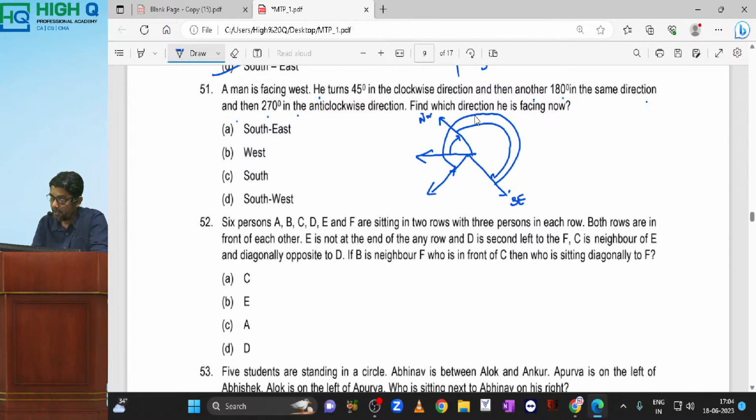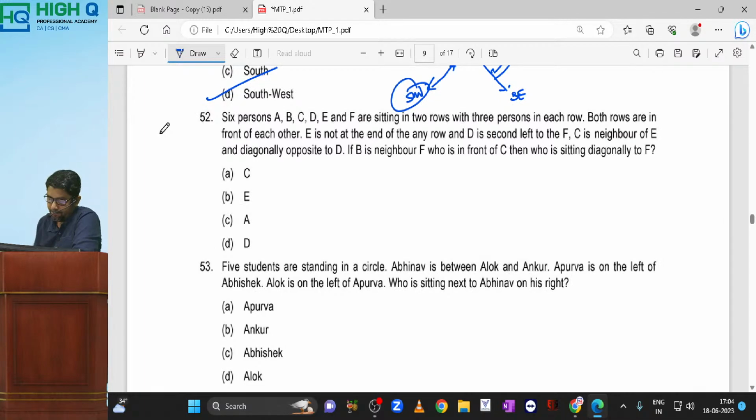Now, in which direction is he facing now? Tell me, my dear. Southwest. First 45 degree, then 180 degree, then again anti-clockwise direction 270 degree. It is coming around southwest only. Next. 6 persons A, B, C, D, E and F are sitting in 2 rows.